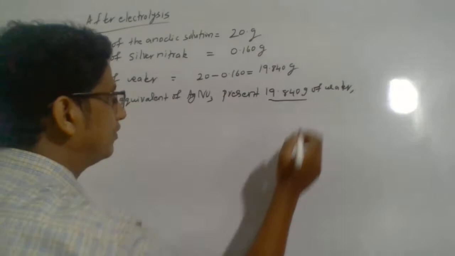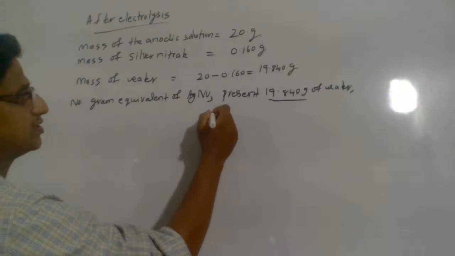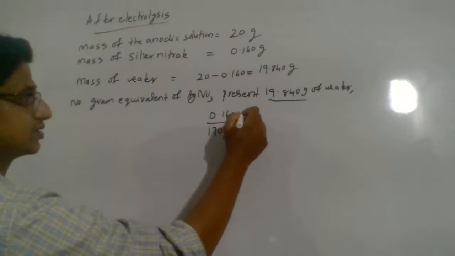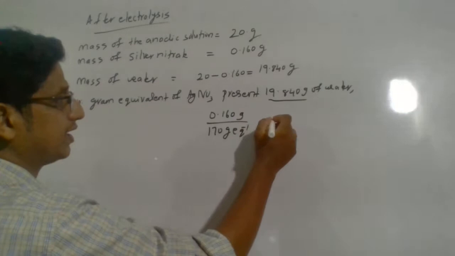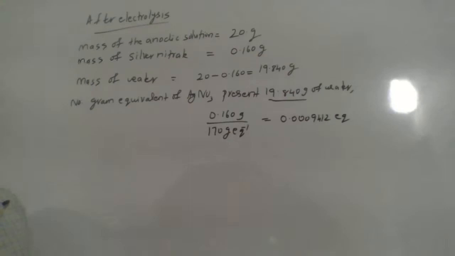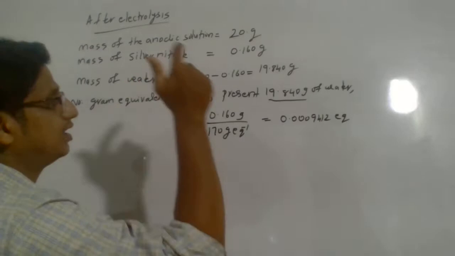the amount of water. So number of gram equivalent of silver nitrate you can find by mass of the silver nitrate, that is 0.160, divided by equivalent mass. Equivalent mass of silver nitrate is given as 170 gram per equivalent. So 0.160 gram divided by 170 gram per equivalent, you will get an answer around 0.000942 equivalent, the number of gram equivalent of silver nitrate present in 19.840 gram of water. So we find the concentration of silver nitrate present in this much water after electrolysis.